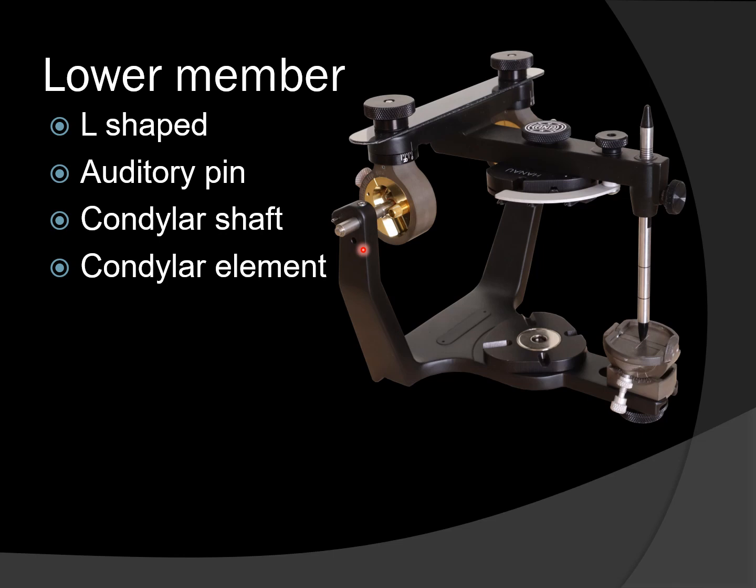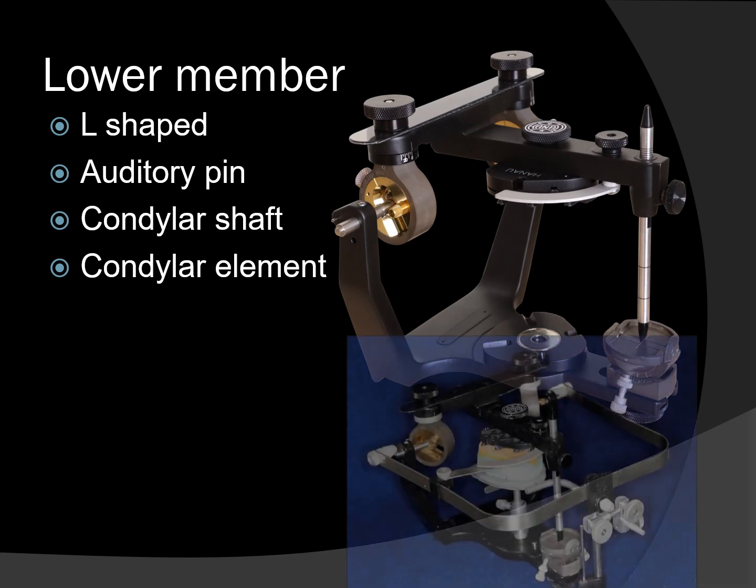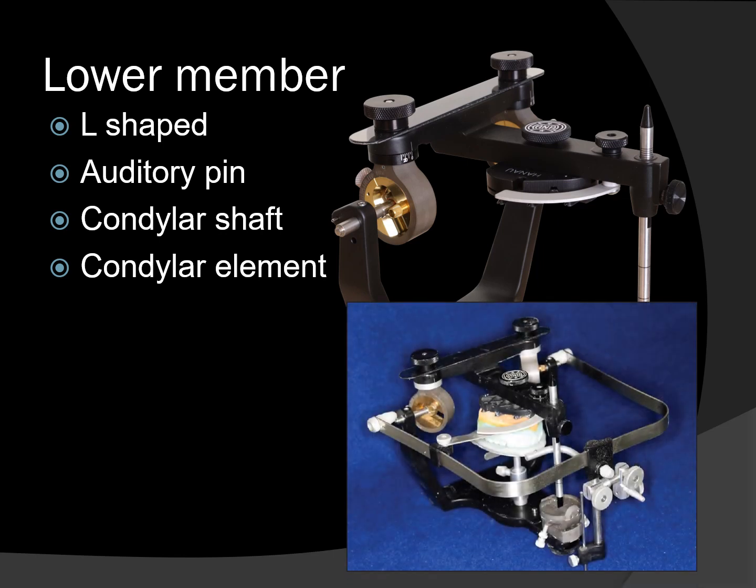And at the upper end you can see two pins. One is a small metal pin that is seen projecting on the outer surface of the vertical arm, which is called the auditory pin. Now, the earpiece of the face bow fits into this roll pin during articulation. So this is the earpiece of the face bow that fits into this roll pin or auditory pin during articulation, and this is the posterior reference point of the articulator.